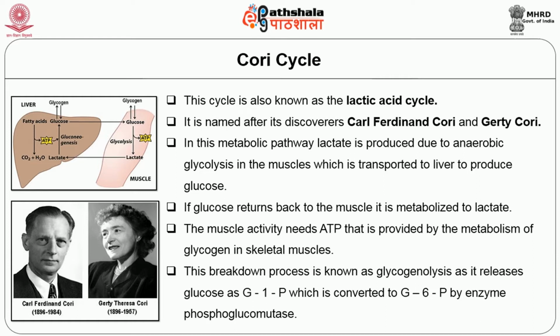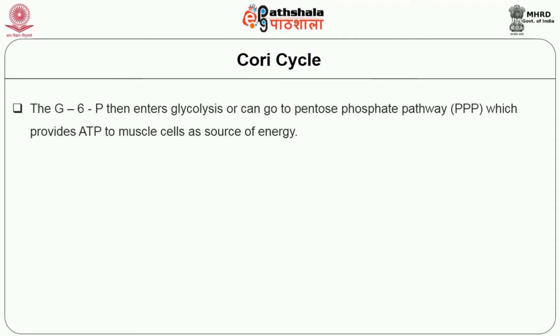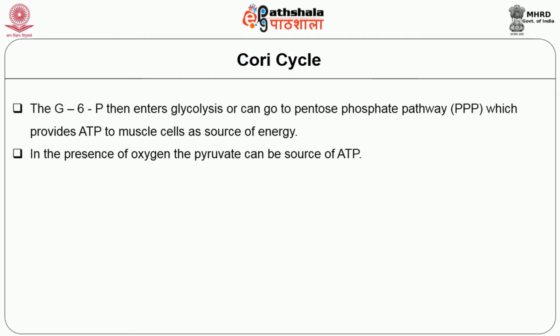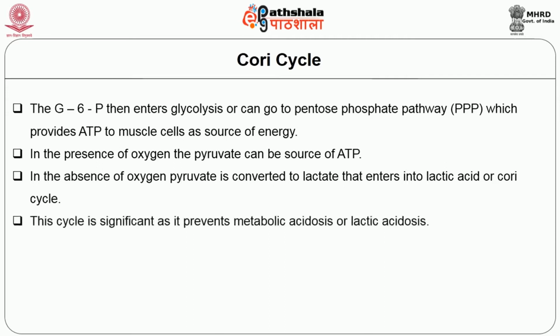glycogenolysis, as it releases the glucose as G1P, which is converted to G6P by the enzyme phosphoglucomutase. The G6P then enters glycolysis or can go into the pentose phosphate pathway, which provides ATP to muscle cells as a source of energy. In the presence of oxygen, the pyruvate can be a source of ATP. In the absence of oxygen, pyruvate is converted to lactate that enters into the lactic acid or Cori cycle. This cycle is significant as it prevents metabolic acidosis or lactic acidosis.